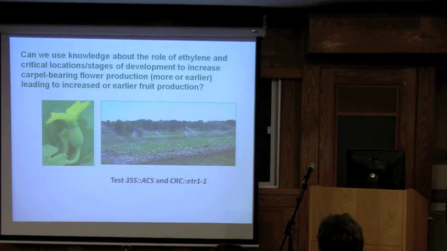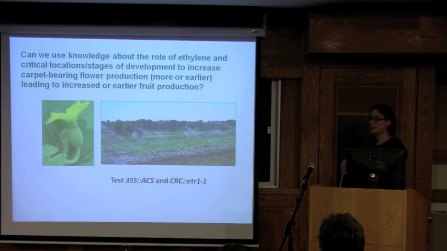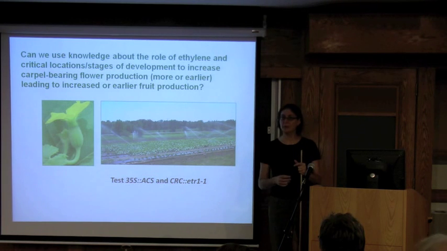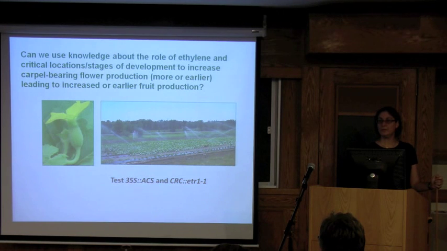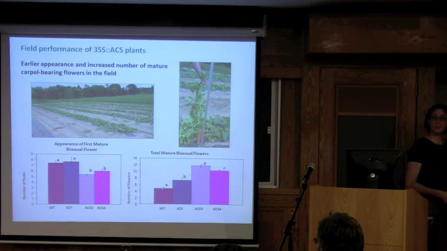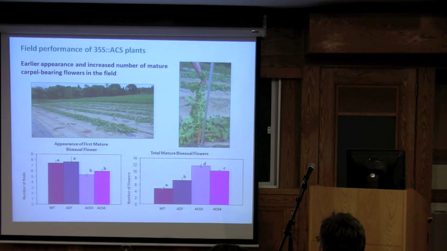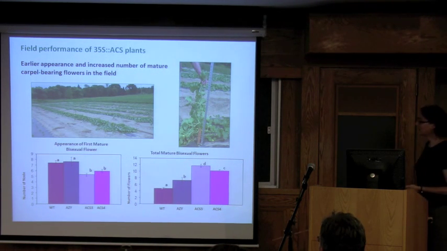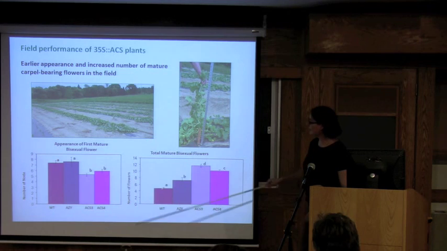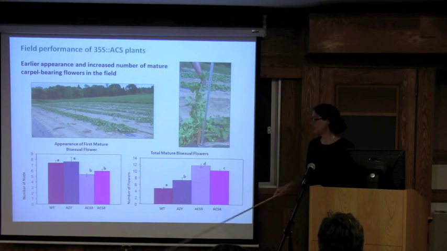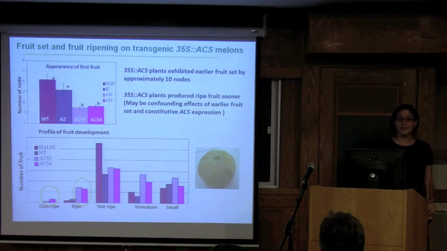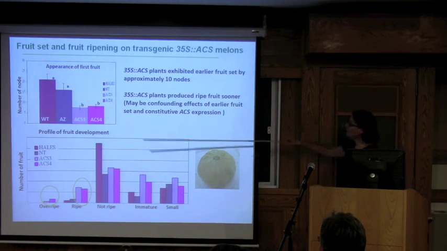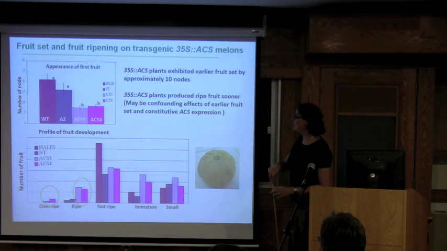So we also wanted to ask, can we use any of this information to get increased carpel-bearing bud formation or earlier carpel-bearing bud formation? Maybe we could shorten the growing season or get melons on the market sooner. To do this, we needed to do field trials. First we looked at 35S ACS plants, and these plants, consistent with what we observed in the greenhouse, had earlier appearance of first bisexual flowers, an increase in the number of total bisexual flowers on the main stem, and earlier appearance of the first fruit by approximately 10 nodes on the main stem.